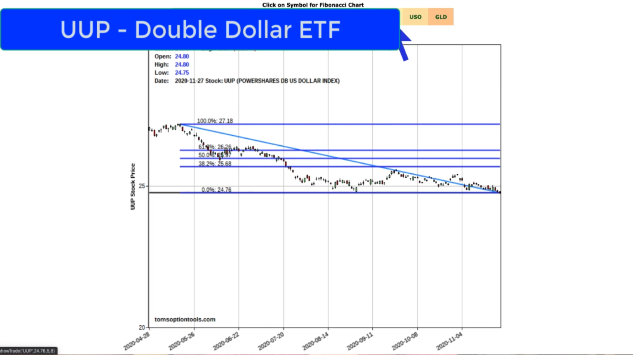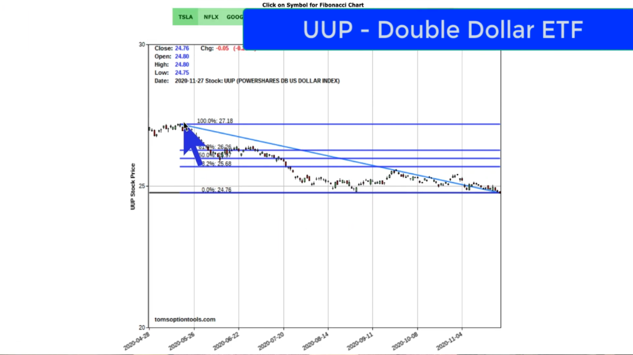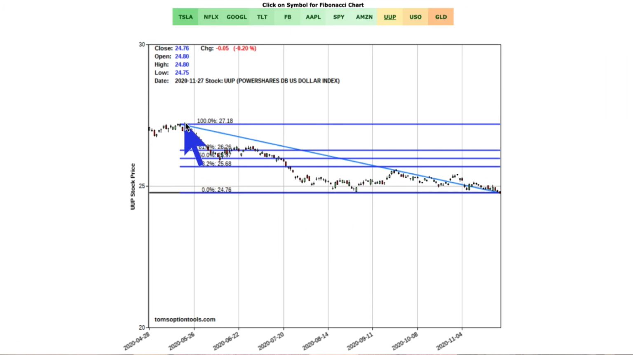Cash is doing the exact same thing. Cash is actually completely the opposite of stocks right now, as cash is hitting lows. They're fresh lows for the UUP, that's the PowerShares Double Dollar. And so as this goes down, what goes up? Stocks, other types of assets, foreign currencies, and also commodities.